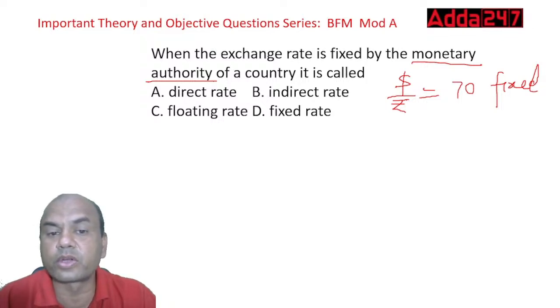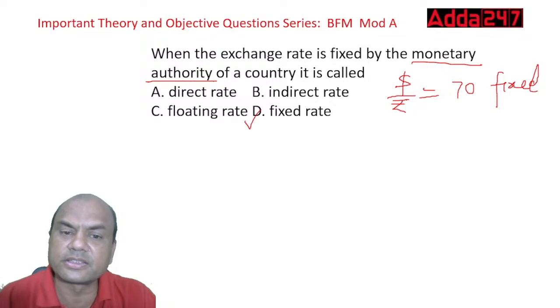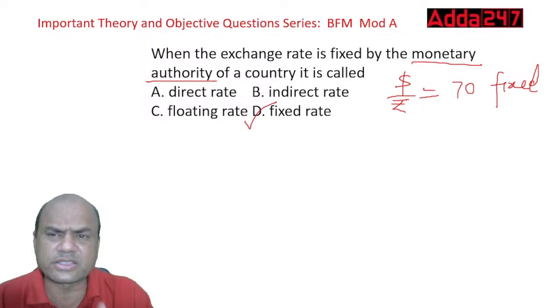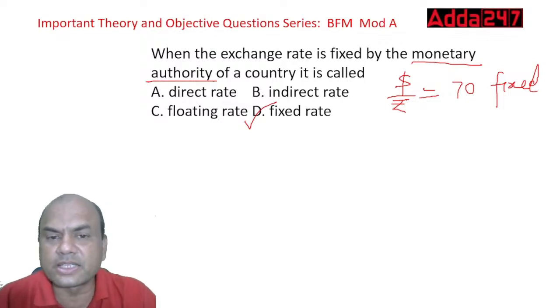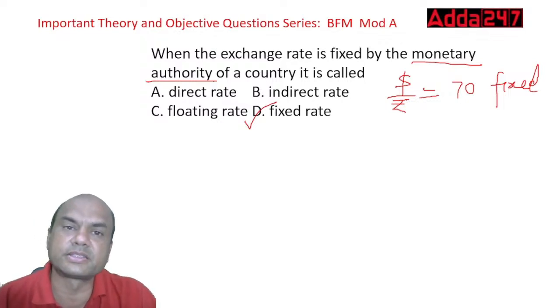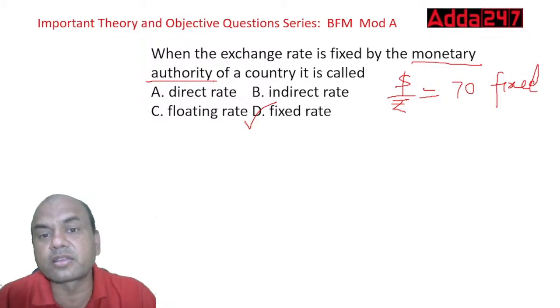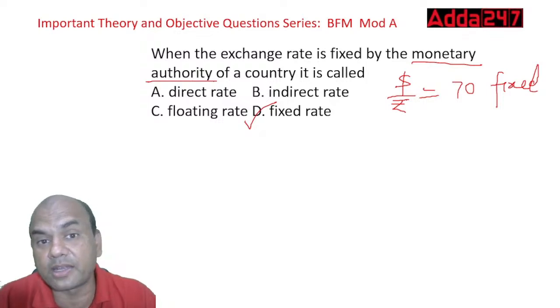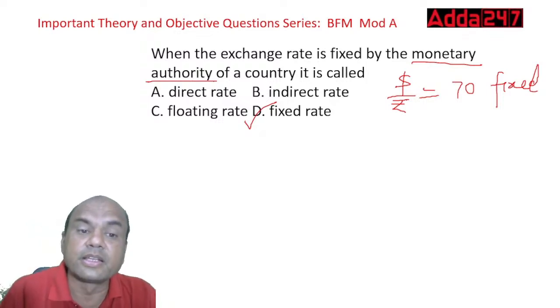Direct, indirect, floating or fixed? It is called fixed, isn't it? It is fixed by the monetary authority of that country. So it is fixed, but obvious. These things are done in many countries. Like, I'll tell you, there is huge interference in the currency by many countries directly. I'll tell you where: China.